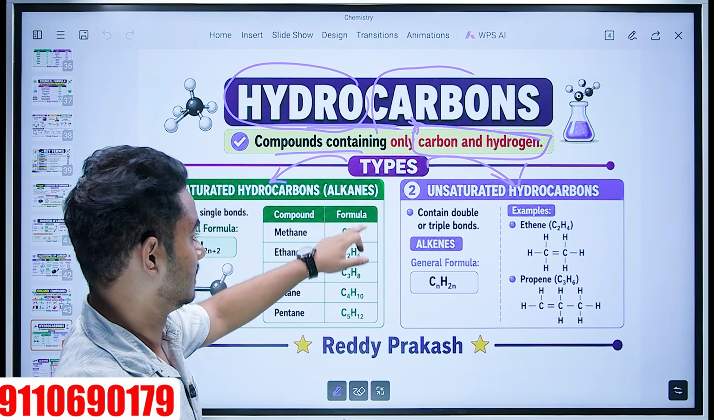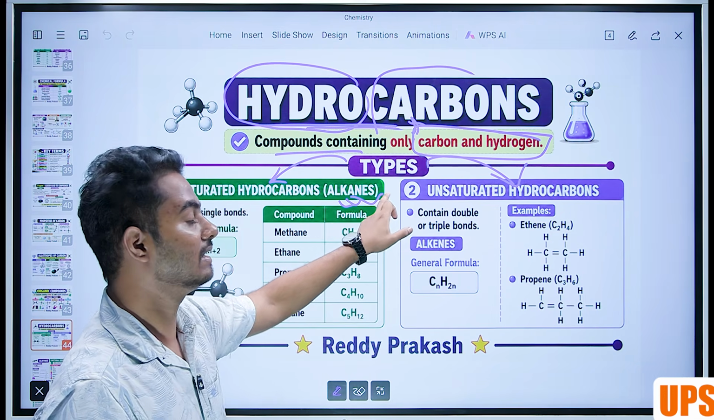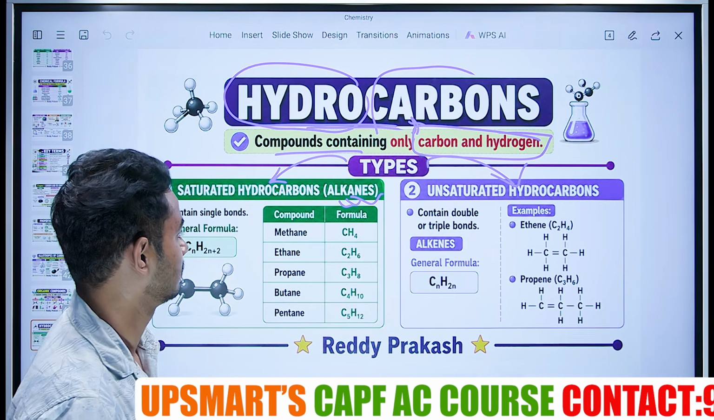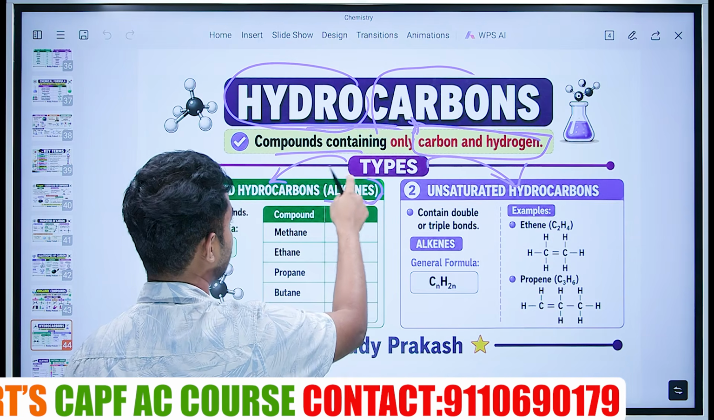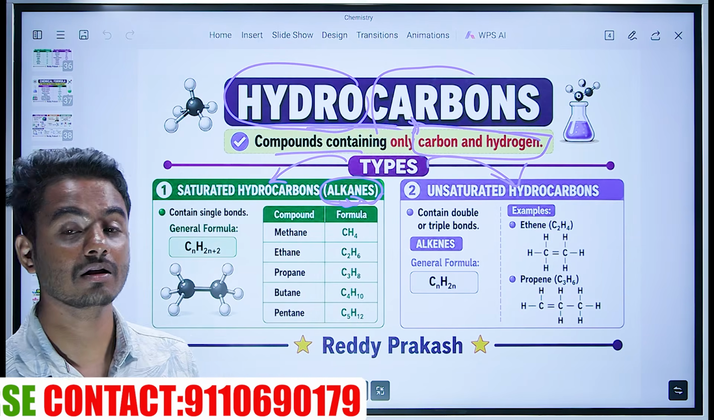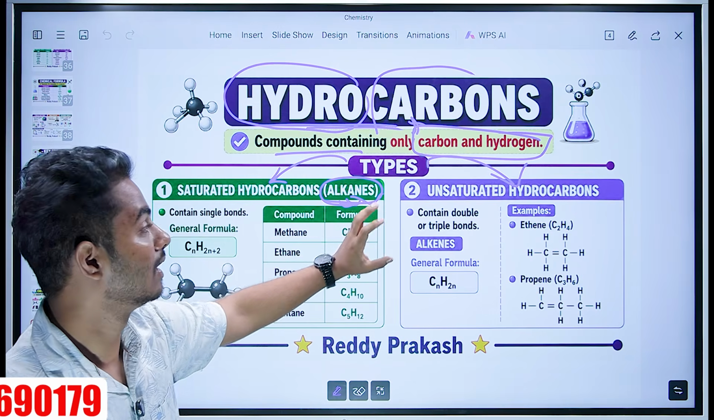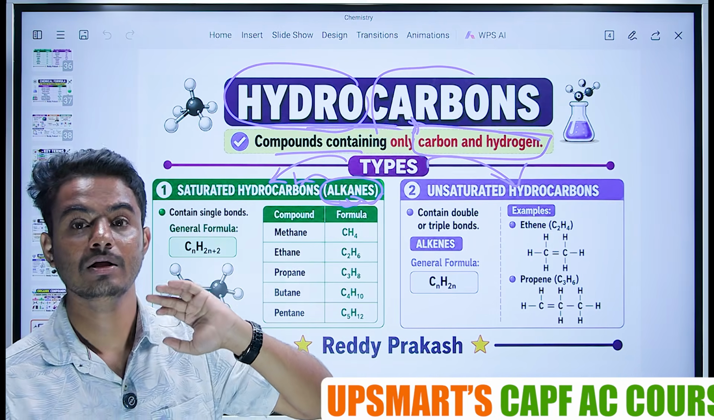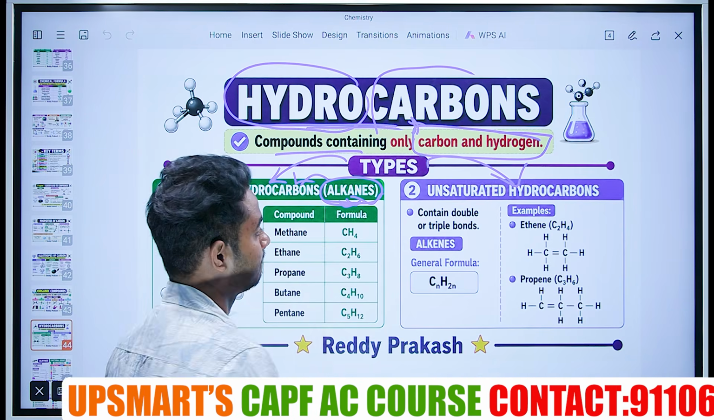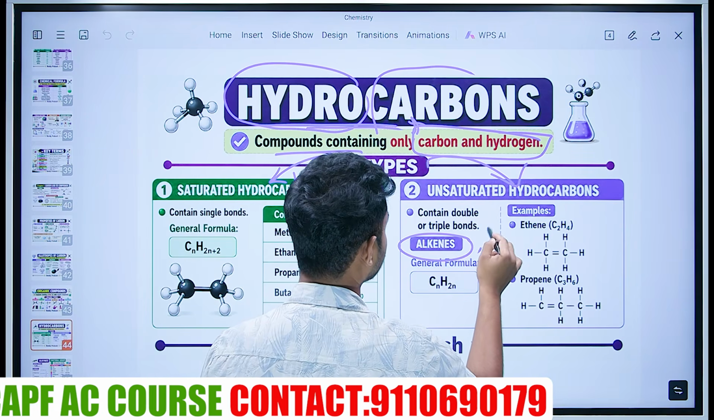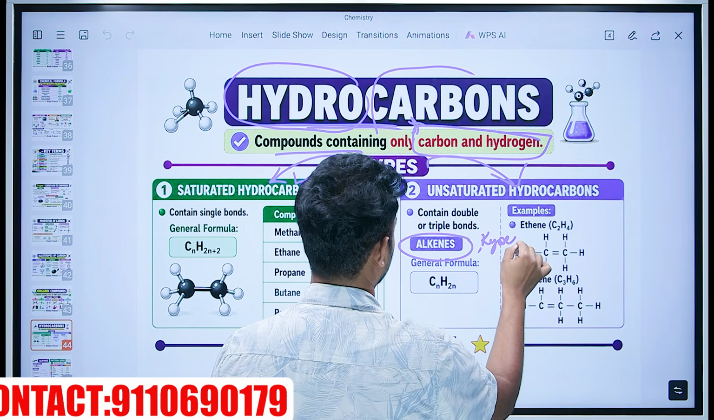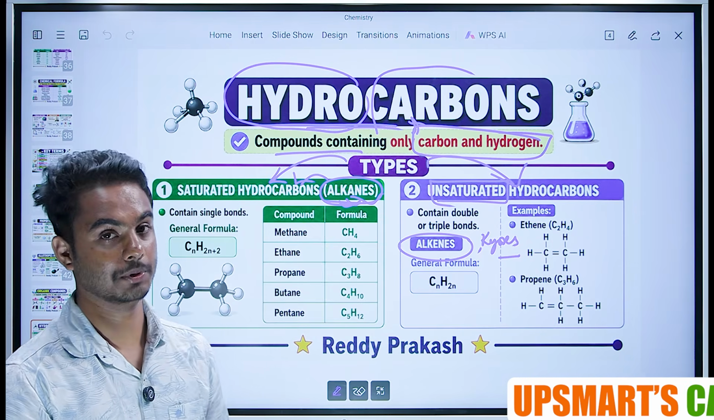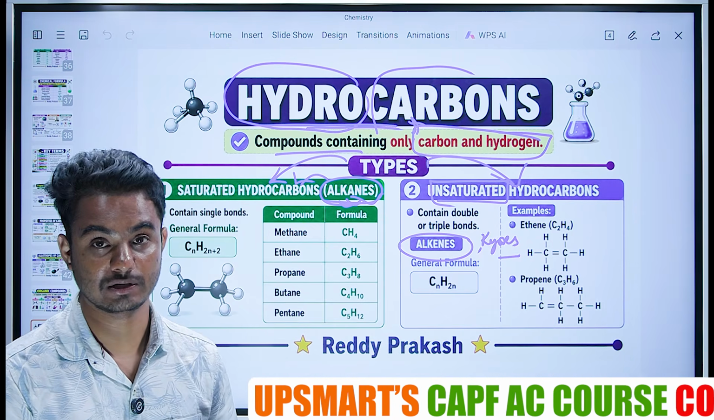Within that is an important classification: saturated and unsaturated. Alkanes, alkenes, alkynes are examples of hydrocarbons. Alkanes are examples of saturated hydrocarbons. Alkenes and alkynes are examples of unsaturated hydrocarbons. Then what is saturated and unsaturated, sir?